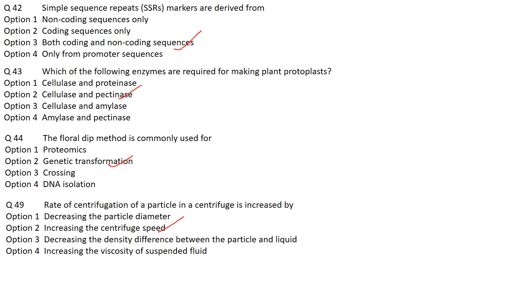Then simple sequence repeat markers are derived from. They are derived from both coding and non-coding sequences. Which of the following enzymes are required for making plant protoplast? So cellulase and pectinase. Answer is option 2. The floral dip method is commonly used for genetic transformation, where you dip the flowers in agrobacterium suspension for a particular period of time. The next one. Rate of centrifugation of a particle in a centrifuge is increased by increasing the centrifuge speed.